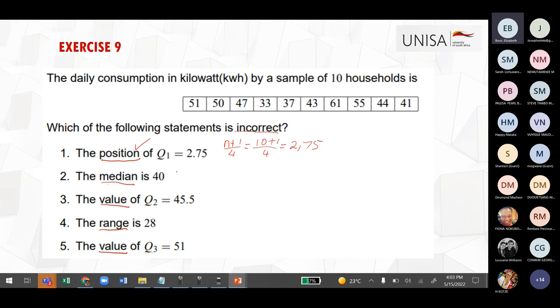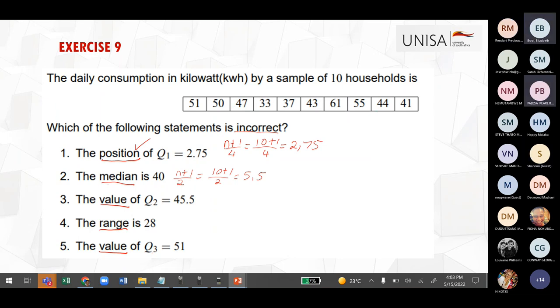The median, so we need to find the position first. N plus 1 divided by 2. 10 plus 1 divided by 2, which is 11 divided by 2, 5.5. We need to order the data. We didn't order the data. I don't know why we didn't start there. So let's order it.